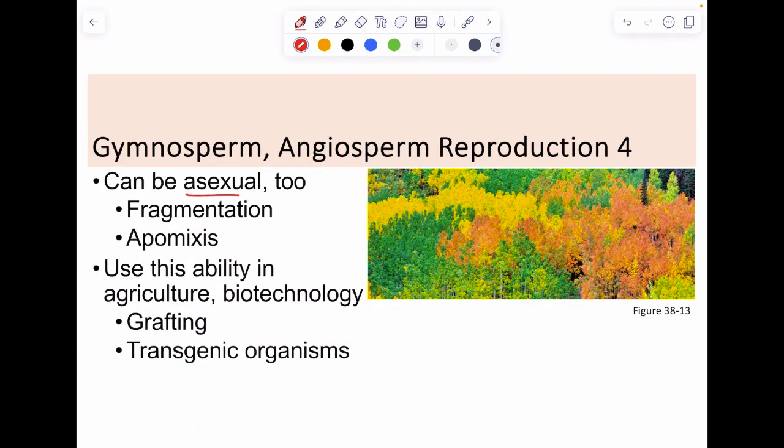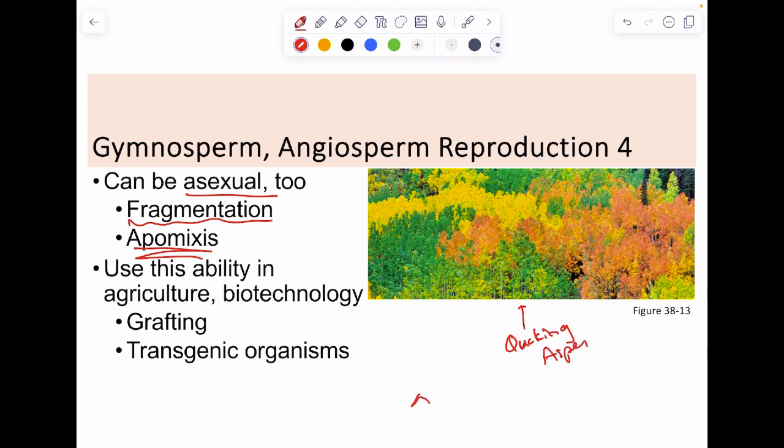Plants are capable of asexual reproduction too. So we know of fragmentation, where you could have strawberries that send out runners, then break apart. Apomixis is also possible, where you have tiny leaflets that fall off and form new plants. We also have things like this, which is a quaking aspen.